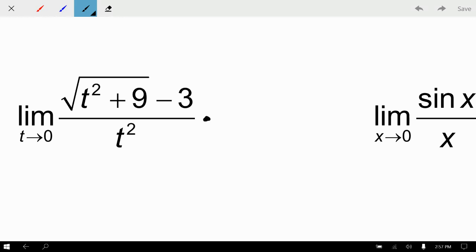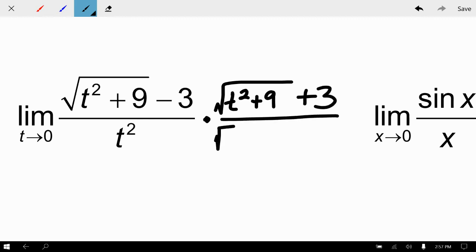What we can do in a case like this is multiply by the conjugate expression. So I'm going to multiply by the conjugate of the numerator to both the numerator and the denominator. The reason I can do this is because essentially I'm multiplying by 1. I'm multiplying by the square root of t squared plus 9 plus 3 over the square root of t squared plus 9 plus 3. If I divide that out, that's 1. So really I'm taking this function and rewriting it in alternate form so that I have hopefully something that will allow me to solve the limit.